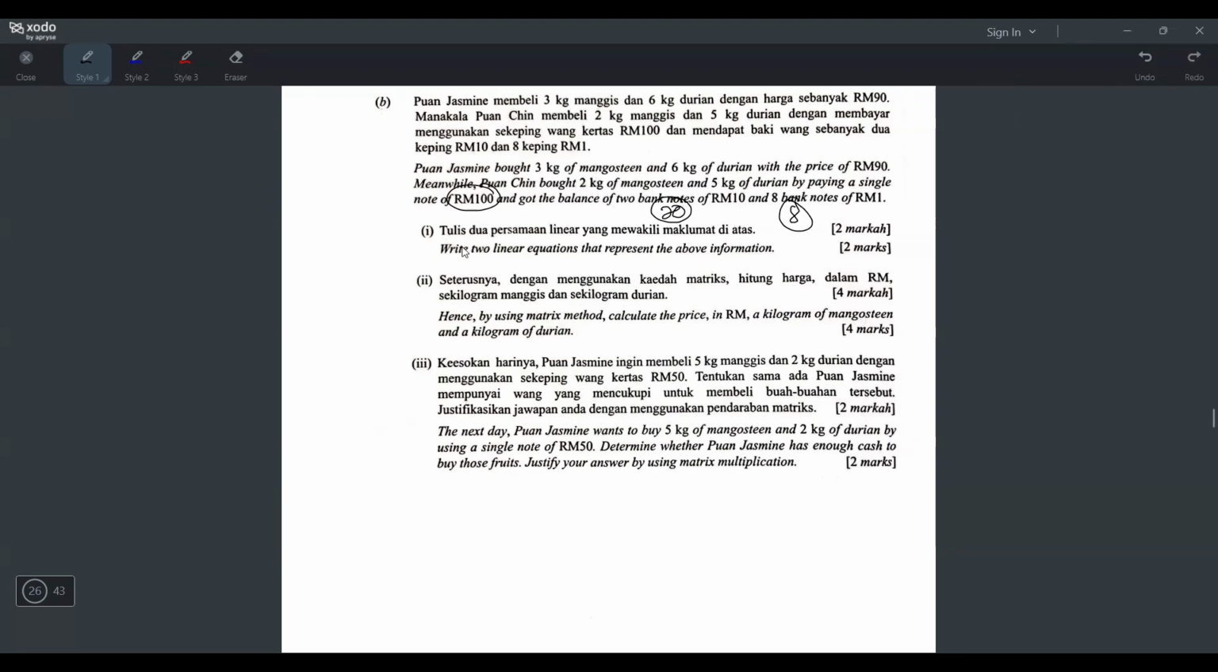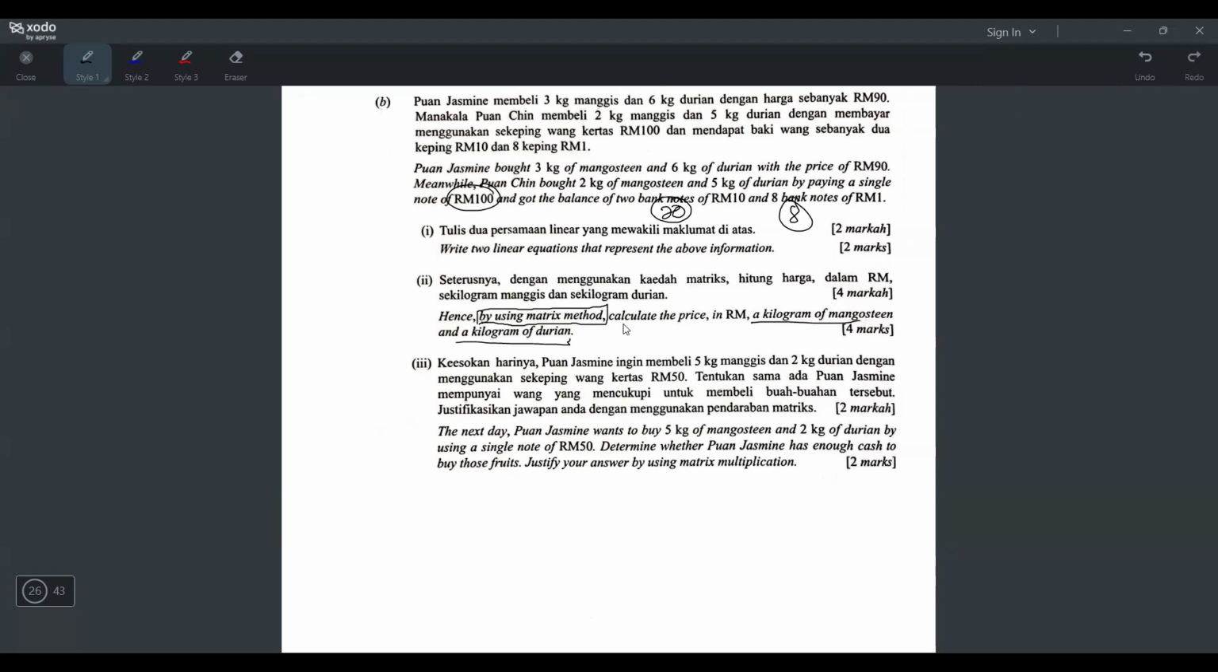Okay? And then number 1, write 2 linear equations that represent the above information. Number 2, by using matrix method, calculate the price of a kilogram of mangosteen and a kilogram of durian. So, enough already. I already know which chapter. So, look at this word, by using matrix method. When you see this in the question, you automatically know it's a simultaneous equation punya soalan, right? When you see this word by using matrix method, ataupun by using substitution elimination method, it means it's a simultaneous equation punya soalan.